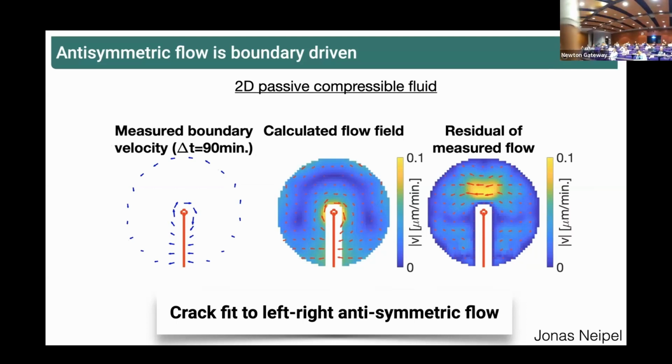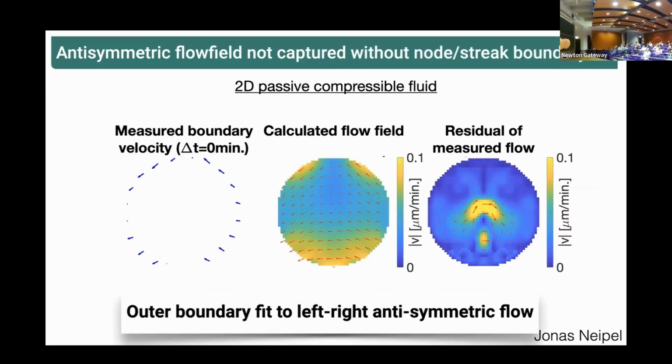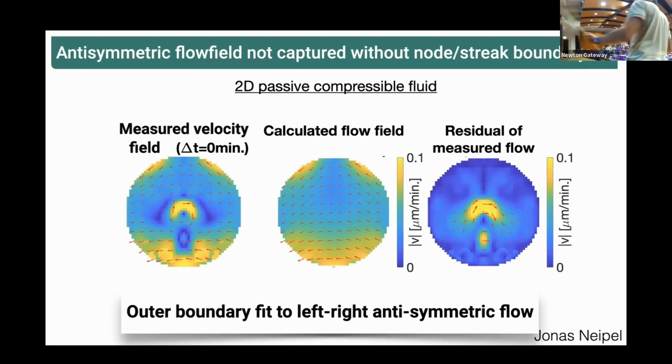If we don't include this node streak structure and just try to account for the flow fields by the circular boundary conditions, it completely fails. It's just an important point. The node structure and the boundary flows at the node structure are key. So here's the entire flow field. Here's the calculated one without that node structure. So this is completely not captured.